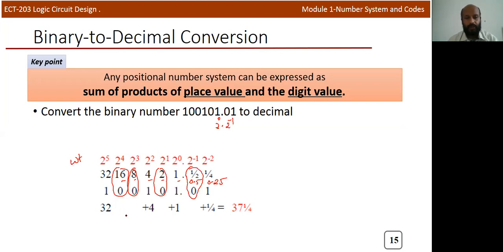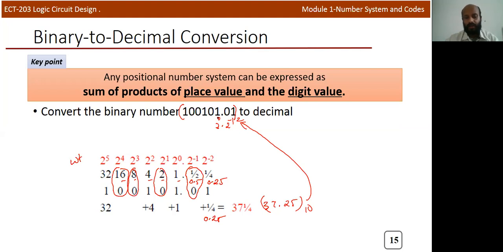Now you need to add 32 plus 4 plus 1. That is 36 plus 1, 37, and this 1 by 4 we can also write as 0.25. So you can write 37.25 in decimal, which can be represented in binary like this, 100101.01 in binary.